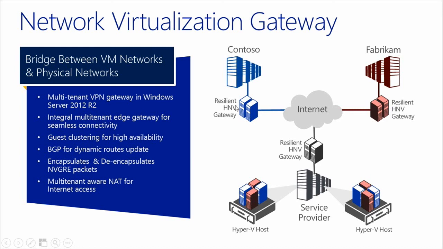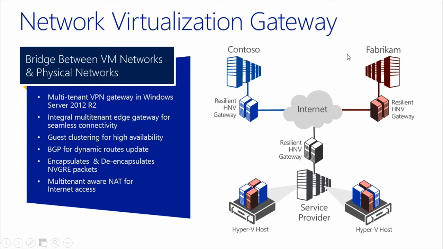How much is that going to cost people? Good question. It's built into Windows Server 2012 R2. So it is a feature, a role. You can enable it on a single Windows Server 2012 R2 machine or multiple for resiliency. It supports BGP for dynamic route updates, encapsulates, de-encapsulates the GRE packets. It's multi-tenant aware. It's got a site-to-site VPN built in to connect your different infrastructures. And it effectively, as we see on the graphic here, it's allowing Contoso and allowing VMs in the blue network within Contoso to communicate out to the internet. So we'll do things like NAT as well. It could allow VMs in Fabrikam to talk to the ones in Contoso if you've connected it that way.